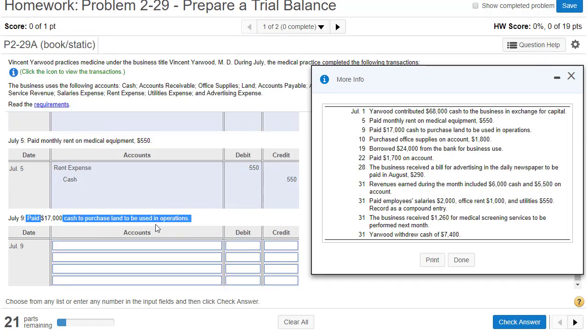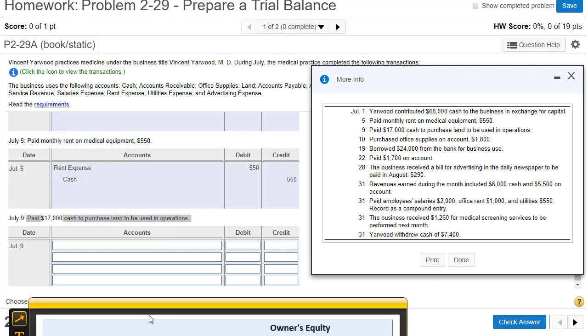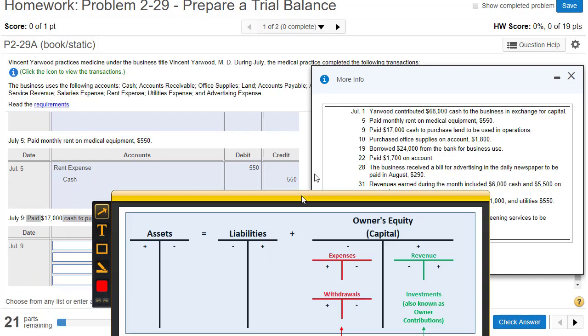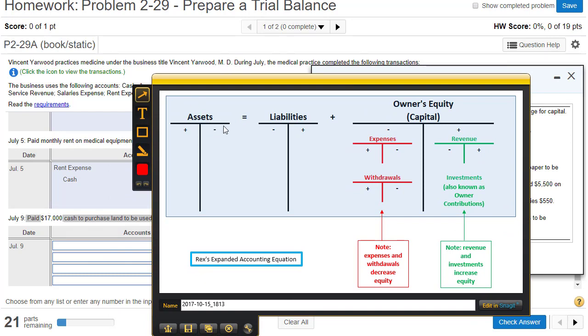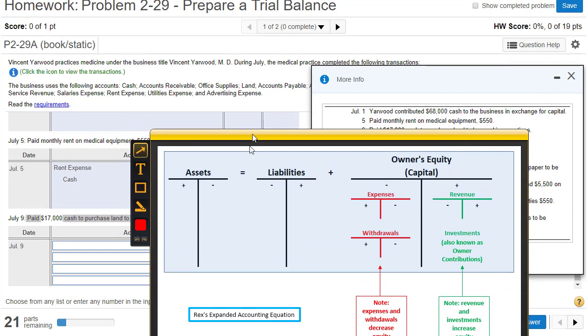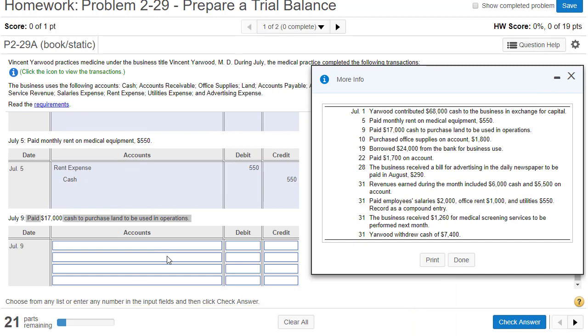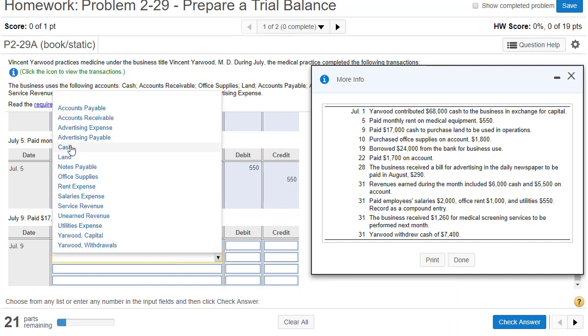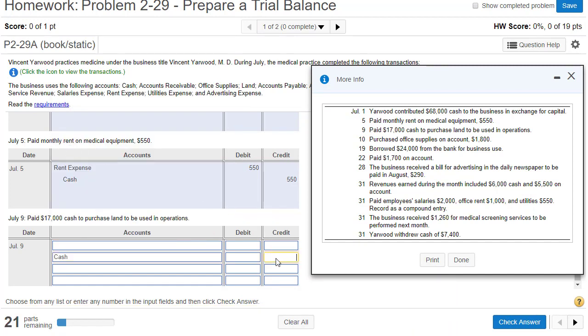July 9th, paid $17,000 cash to purchase land to be used in operations. I always like to start with cash because it's the easiest to understand. Since Yarwood is paying cash, cash is going, and remember, cash is an asset. Cash is going down, so that is our credit account. So we skip the debit, go to the second line, which is our credit, and it's $17,000.